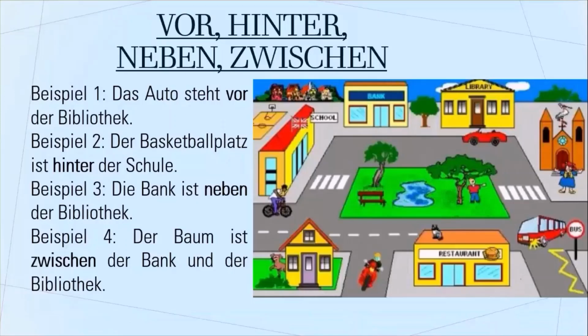Der Baum ist zwischen der Bank und der Bibliothek. This tree here is between the bank and the library. So it is located here. Dative case will change the articles of both bank and library from die to der.